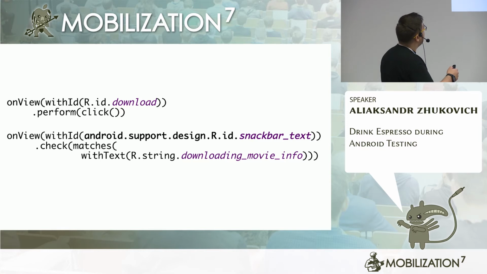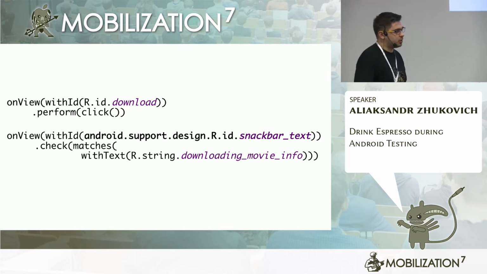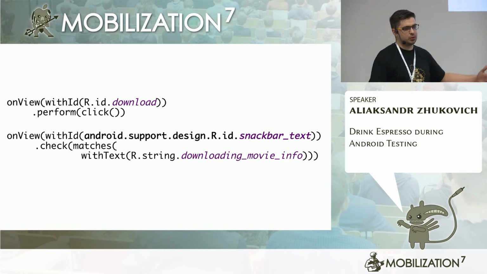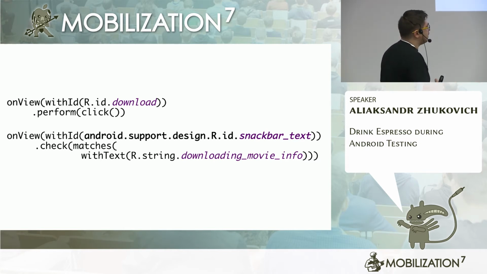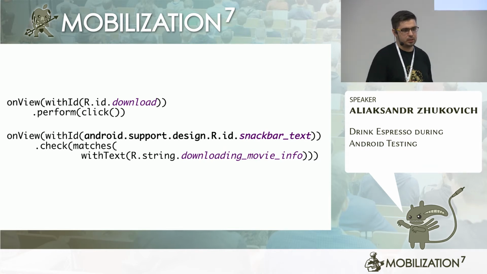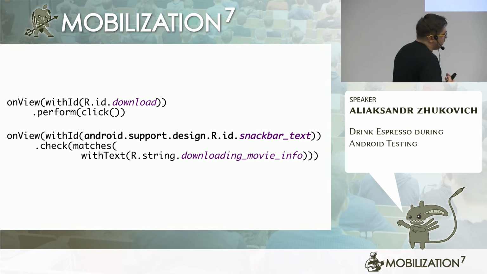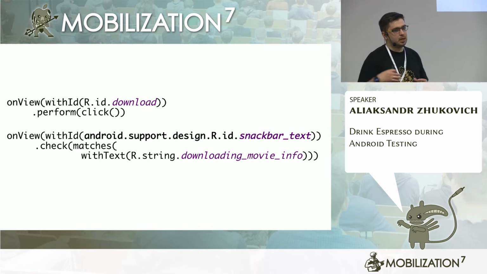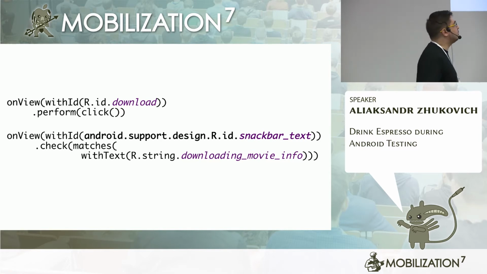Really often in Espresso testing, we use withId. We can also use withText, withHint, etc. Really often we use ID, because ID is something unique on our screen. Of course, except for the situation when we talk about different items in our list, because in this case, the ID of these items will be the same. But unfortunately, sometimes we cannot set an ID for different views.